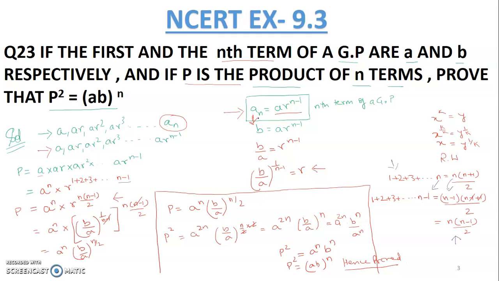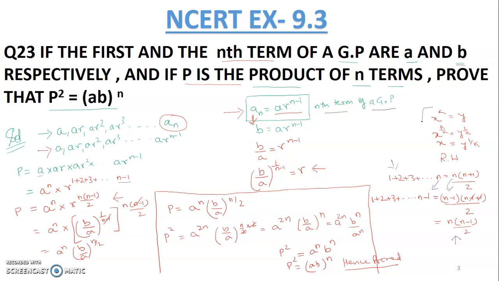Alright, now we know that a_n is equal to ar^(n-1), the nth term of a GP, and it is given that the nth term is b. So b is equal to ar^(n-1). Now this a will go to the left side, in division. So b upon a is equal to r^(n-1). Now you have to make this power 1, because I have to substitute the value of r here, so I need to get the value of r. If I take the power 1 upon (n minus 1), I will get r raised to the power 1, and here it will be (b upon a) to the power 1 upon (n minus 1).